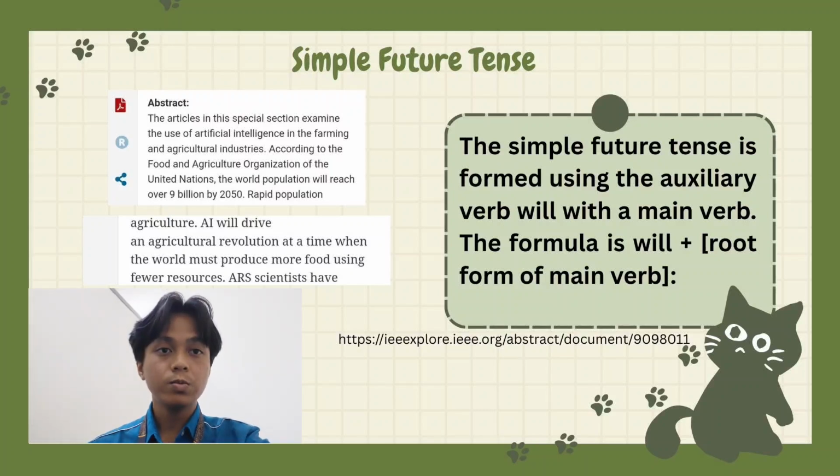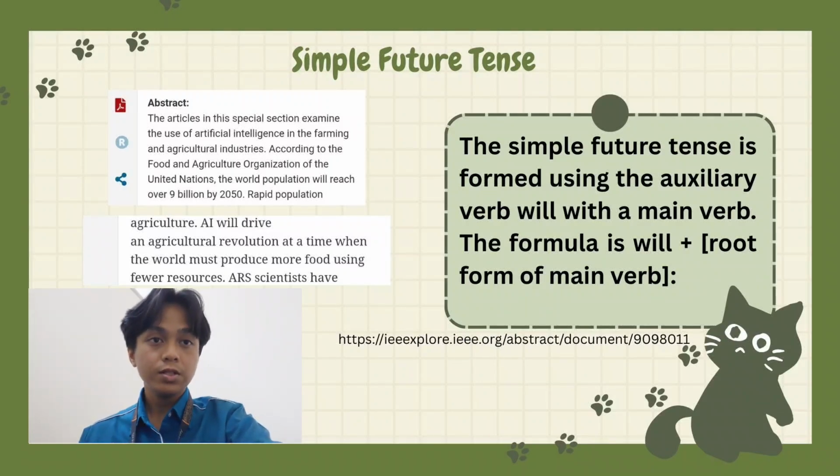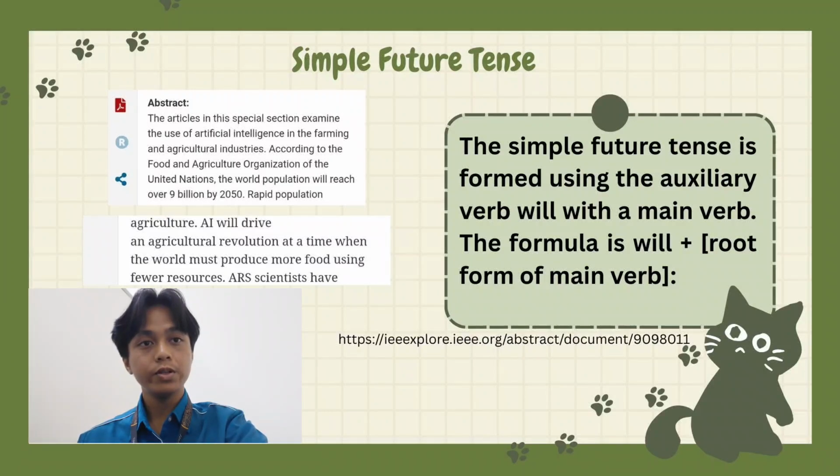So now I will explain about future tense. First is simple future. We look at the example of simple future. The simple future tense is formed using the auxiliary verb with a main verb. The formula is will plus root word.